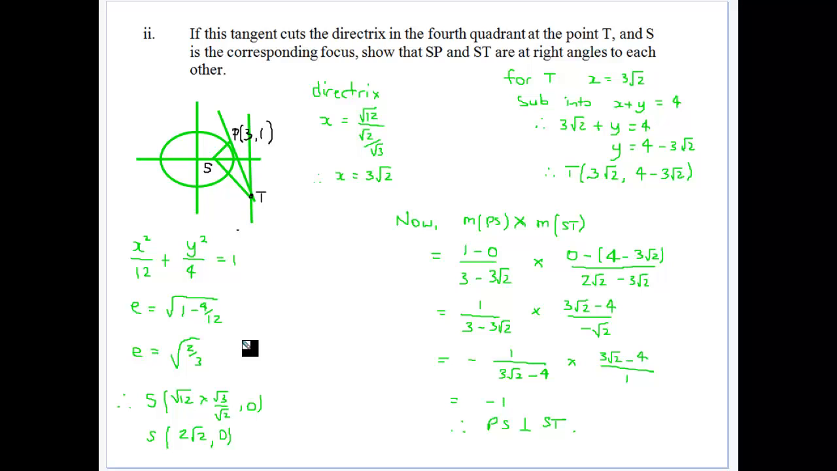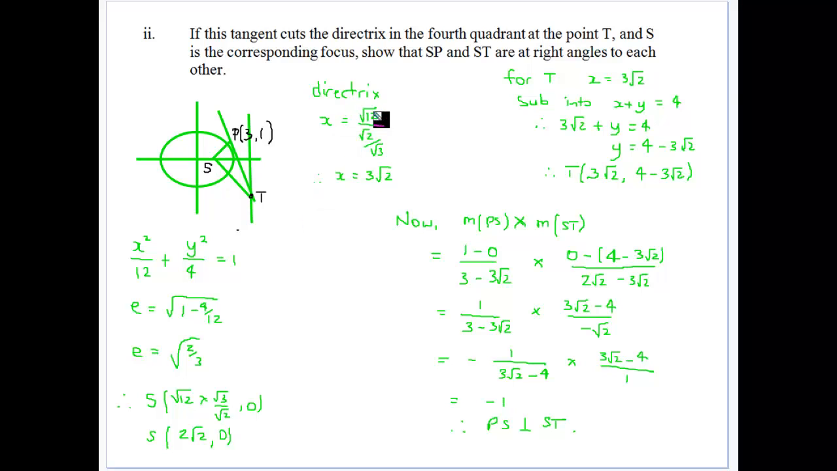Okay, so we need to get a bit of information first. Firstly, we need to find the focus because we've got no points there, and we need to find our directrix so we can find T. Well, that's not too bad. We've got our equation. We find the eccentricity as the square root of 1 minus b squared on a squared, which gives us the square root of 2 on 3. So the focus is a times e, so we multiply that and we get (2 root 2, 0). So there's our focus.